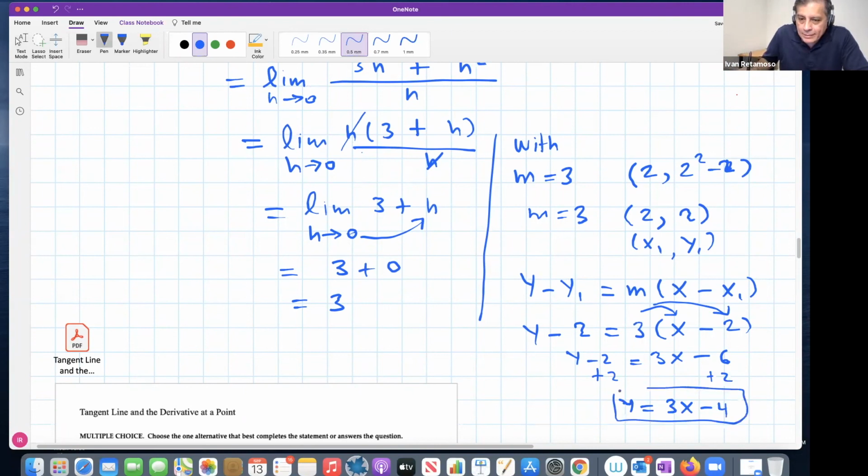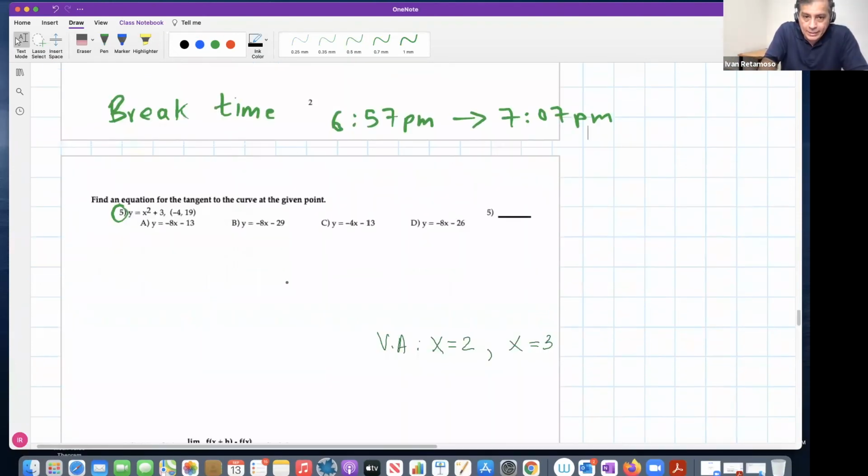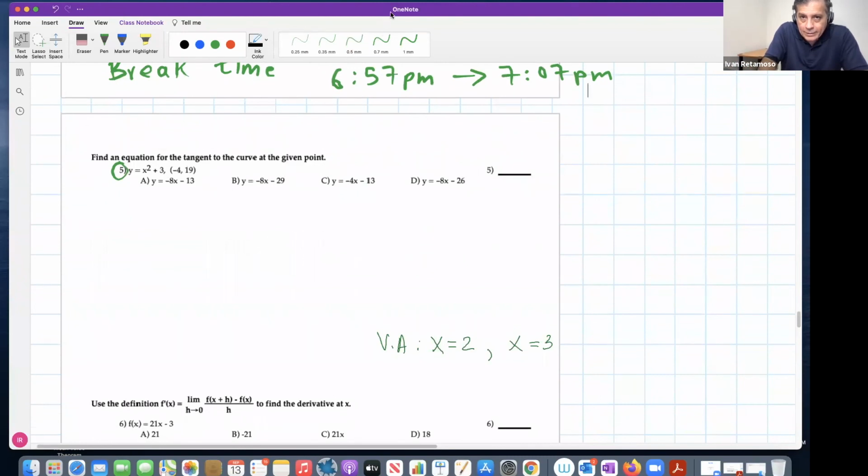This is the equation of the tangent line at x equal 2, given by the derivative of the function at x equal 2. Now for this question, please do number 5 here and try to figure it out. Find the equation of the tangent line to the curve at the given point.